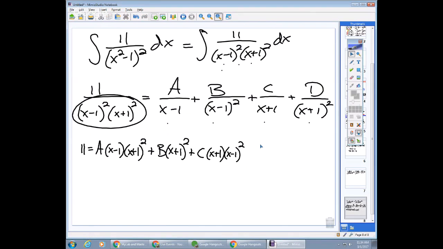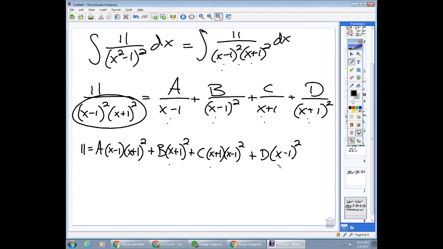Okay, so then I can fit my plus d times x minus 1 squared. All right, so I had to multiply both sides. We get some cancellation each time. So I lose an x minus 1 here. I lose an x minus 1 squared there. I lost an x plus 1 here. And I lost the x plus 1 squared there.